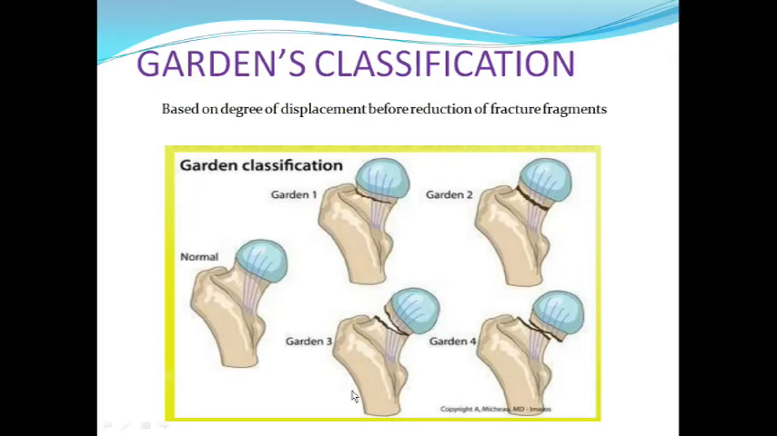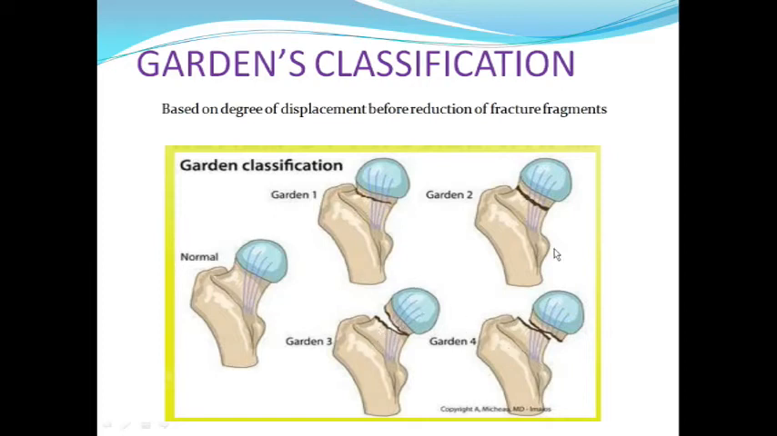So what are these trabeculae? This is a schematic representation. In type 1 there is incomplete fracture and the trabeculae are intact. In type 2 there is complete fracture but there is no displacement and the trabeculae are also aligned. In type 3 there is displacement and the trabeculae are malaligned, or the direction of them is changed.